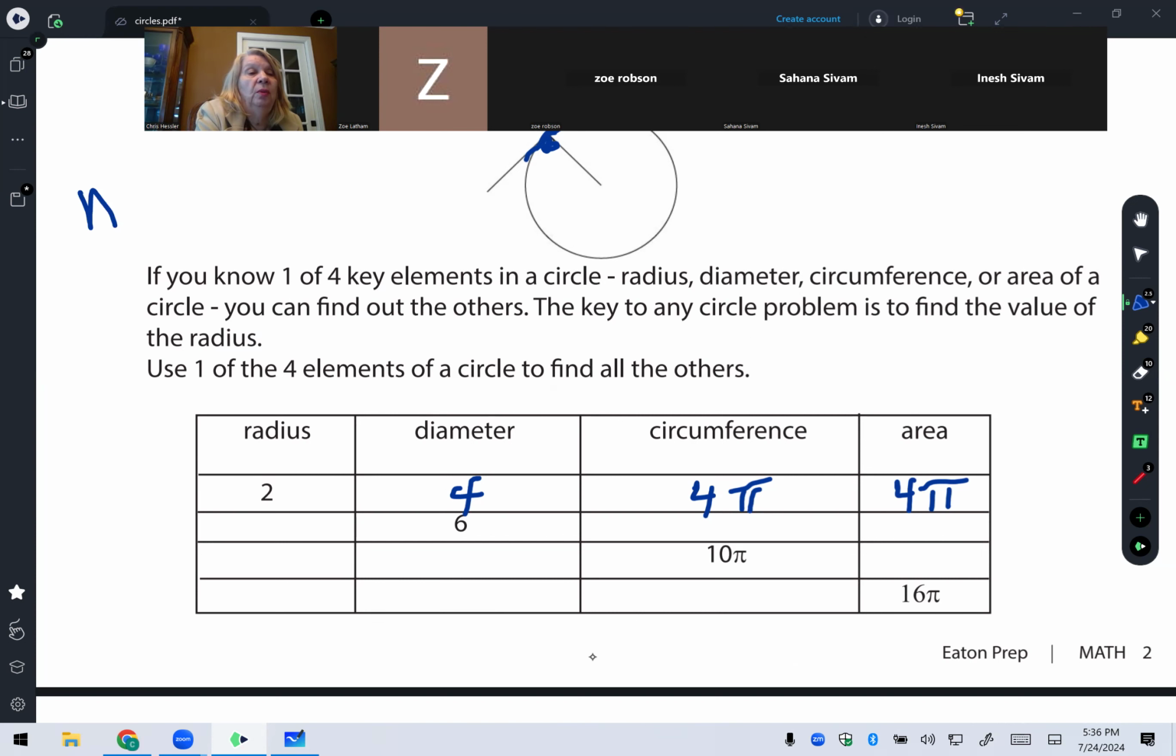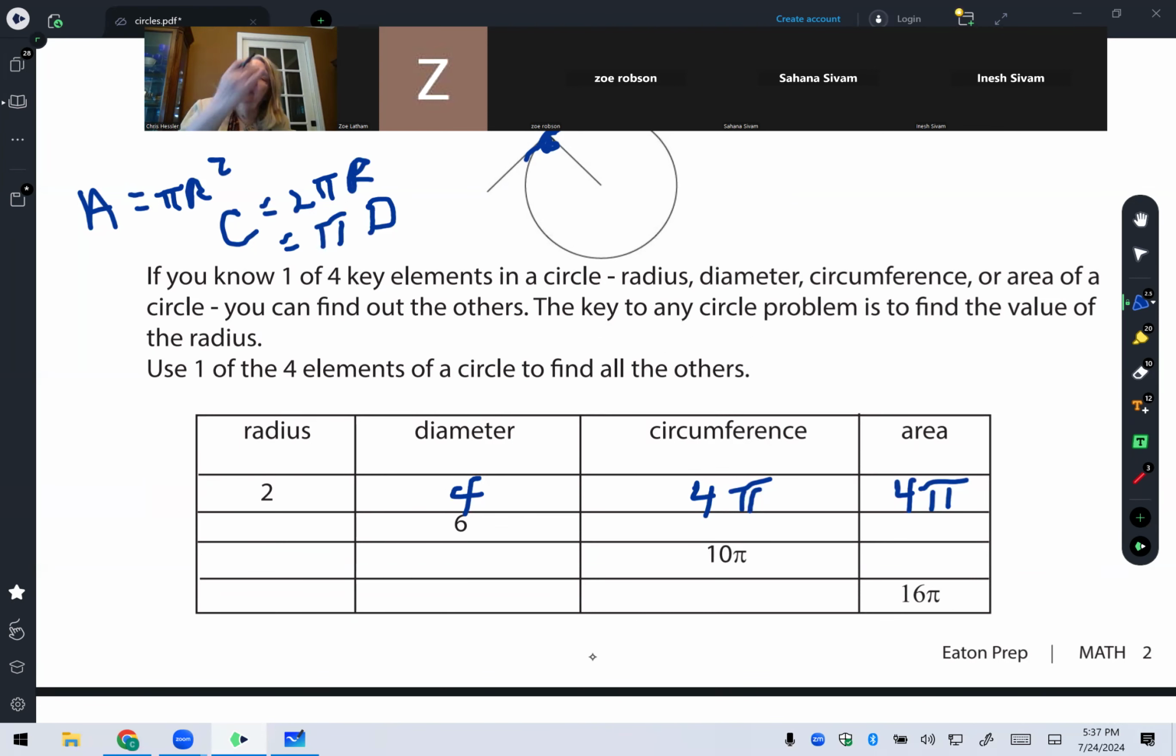Yeah, so the two formulas are area is pi r squared, and circumference is 2 pi r, or pi d if that's faster. And like I said, we're going to get into harder questions pretty soon here. So I'll give you time to fill out the chart.